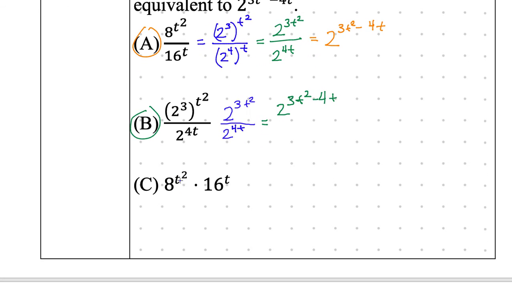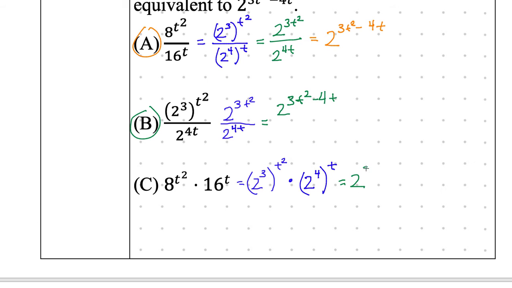Let's try another one. So again, I need to have the same base in order to multiply. So this is going to be 2 to the power of 3, and that's all to the power of this t squared. And that's going to be times 16. So 16 is 2 to the power of 4, and that's all to the power of t. Whenever I have a power to the power, that means I'm multiplying. I guess I use green to be consistent with my color changes.